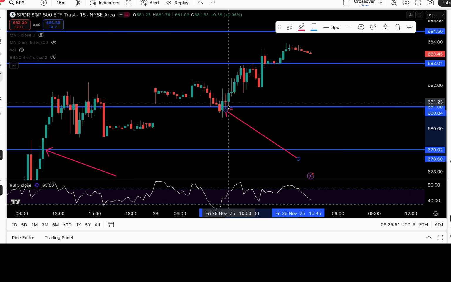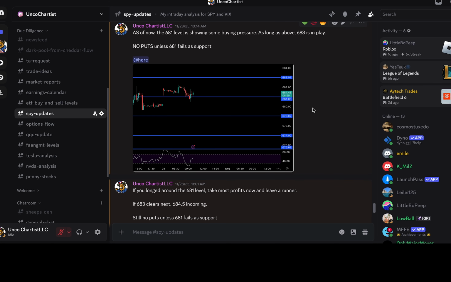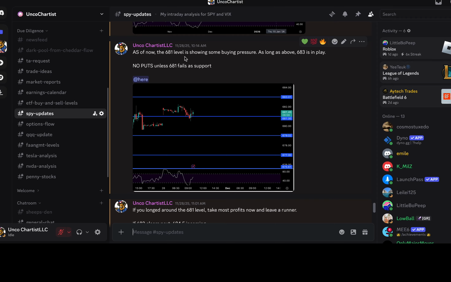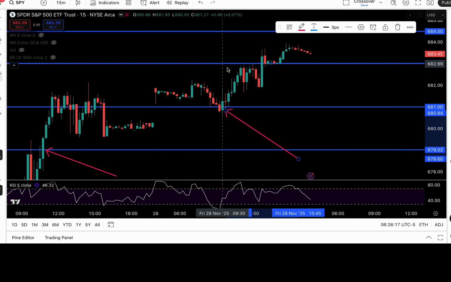We can see on the 10 o'clock candle it started testing that 681 level as support and showed buying pressure. At that time, Uncle let his Discord members know: as of now, the 681 level is showing some buying pressure. As long as above 683 is in play, no puts unless 681 fails as support. And as you can see, it worked out well.